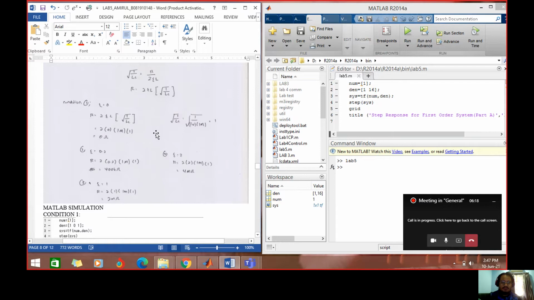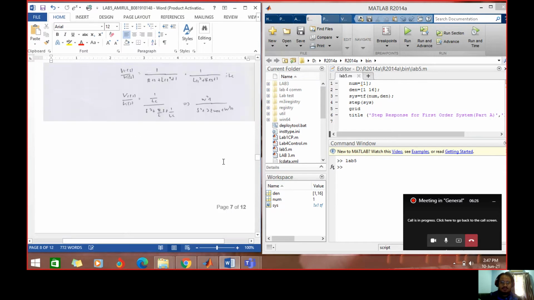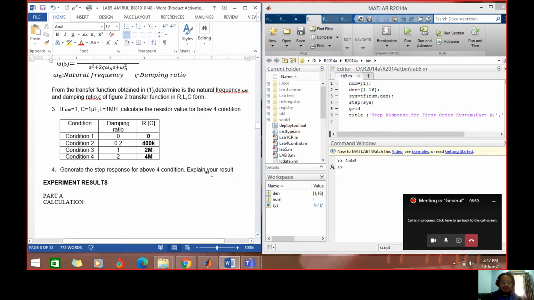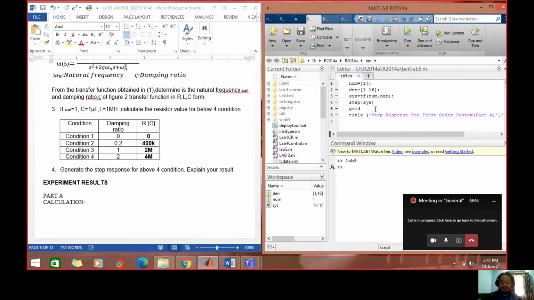For condition 2, we get 400 kilo ohm. Condition 3, we get 2 mega ohm. In condition 4, we get 4 mega ohm. After that, we generate the step response. To generate the step response, we use the same coding.